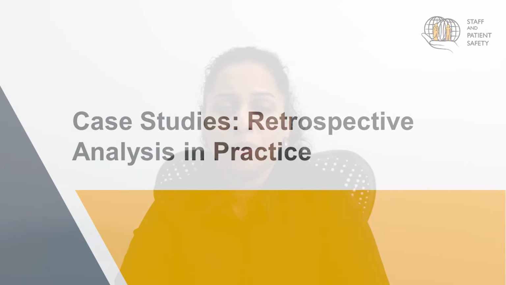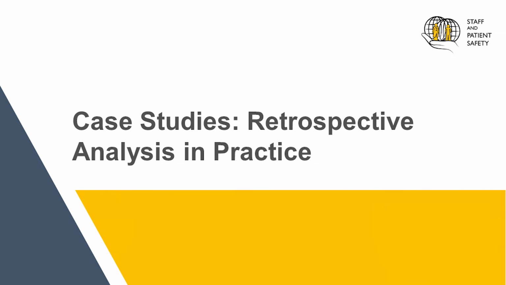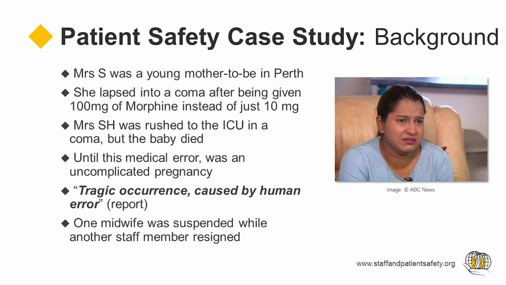Let's now go through some case studies to see how we can implement retrospective analysis for patient and staff safety incidents. We are starting off with the patient safety case that I mentioned before, where an expectant mother was given the wrong dose of morphine. This particular case study hits close to home for me because, similar to the patient in the case study, I was also pregnant with my first baby at the time.